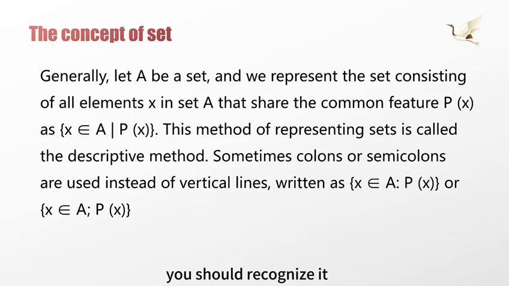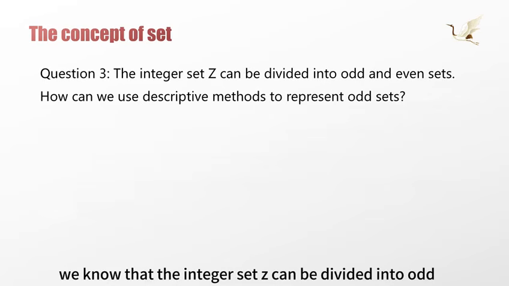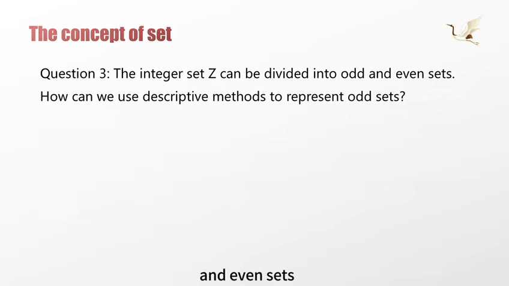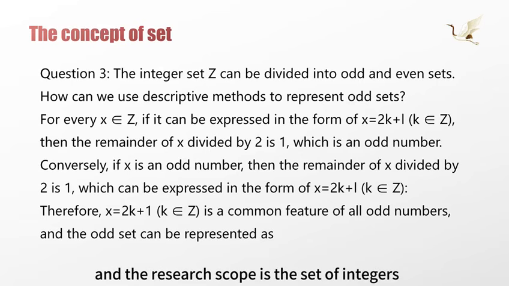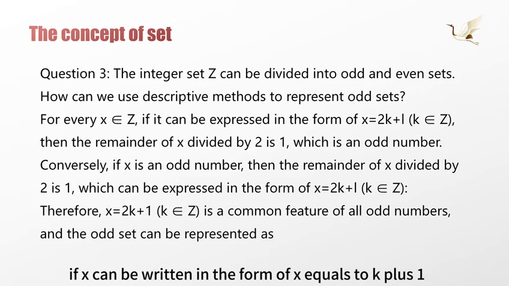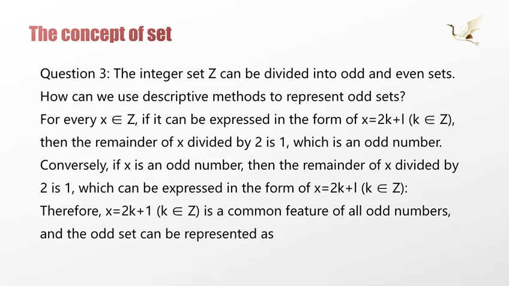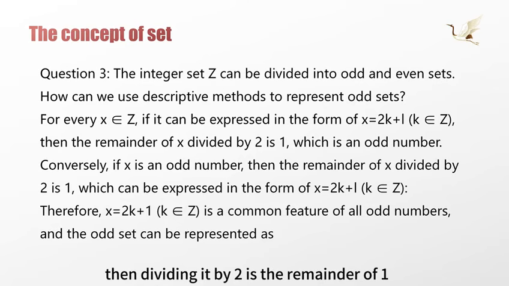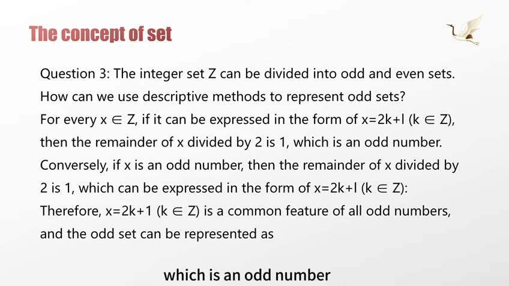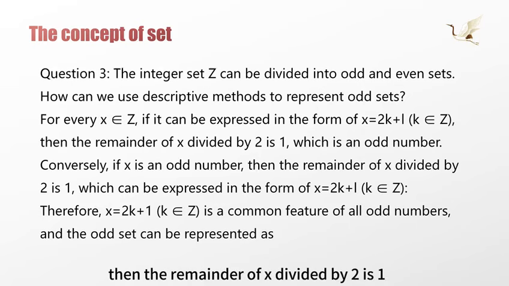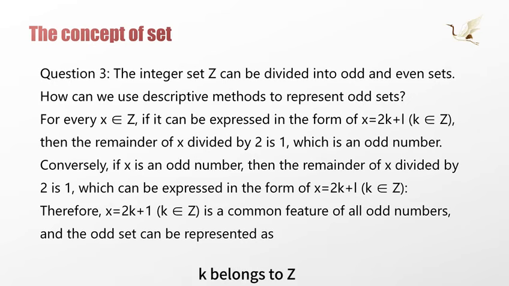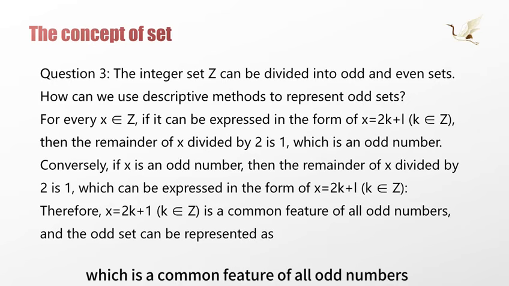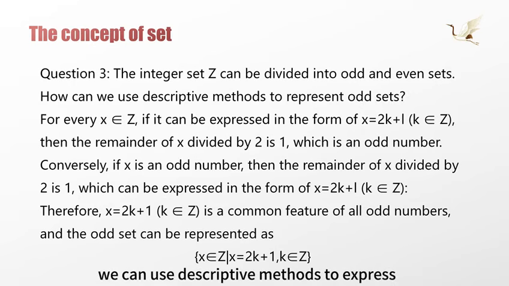You should recognize it. We know that the integer set Z can be divided into odd and even sets. So how do we use the descriptive method to represent the odd set? We first determine that the research object is x and the research scope is the set of integers. If x can be written in the form x equals 2k plus 1, k belongs to Z, then dividing it by 2 gives a remainder of 1, so it is an odd number. Conversely, if it is an odd number, then the remainder of x divided by 2 is 1, and it can be expressed as x equals 2k plus 1, k belongs to Z, which is a common feature of all odd numbers. We can use the descriptive method to express this.